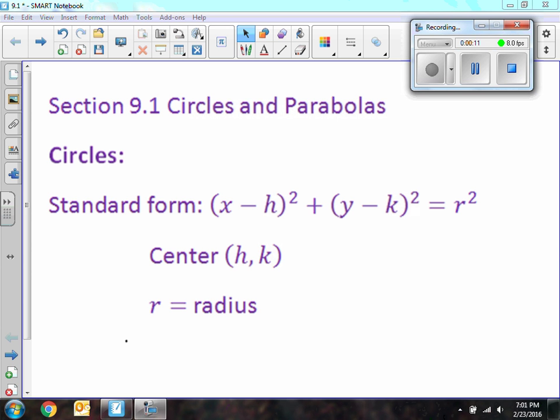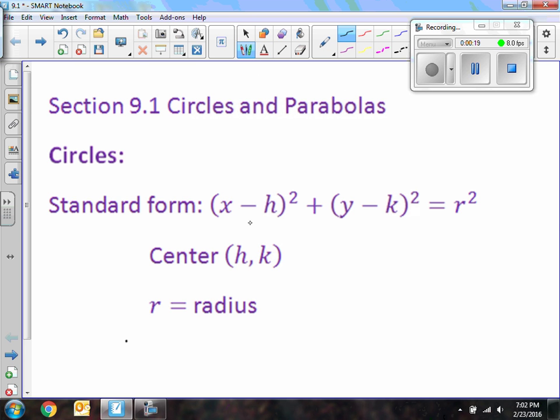So today we're going to talk about everyone's favorite shape, circles. The standard form of a circle is this formula right here. I can tell you right now, you're going to need to know this formula. Where you have x minus h, quantity squared, plus y minus k, quantity squared, is equal to r squared, where r is your radius, and hk is the center of your circle.